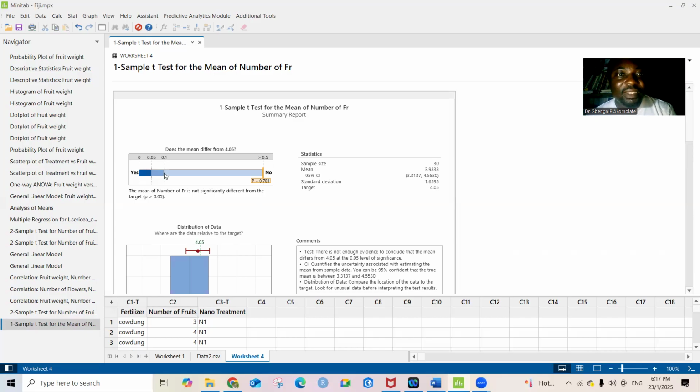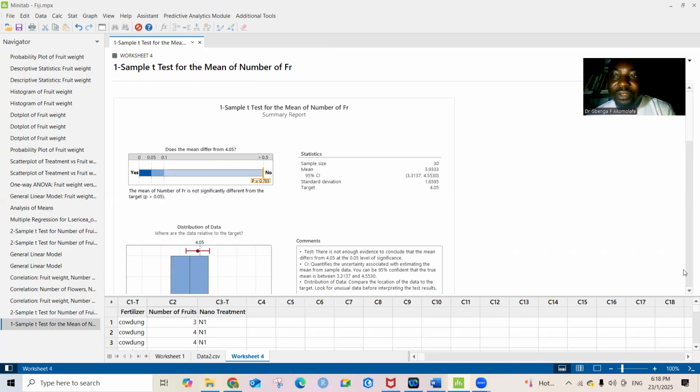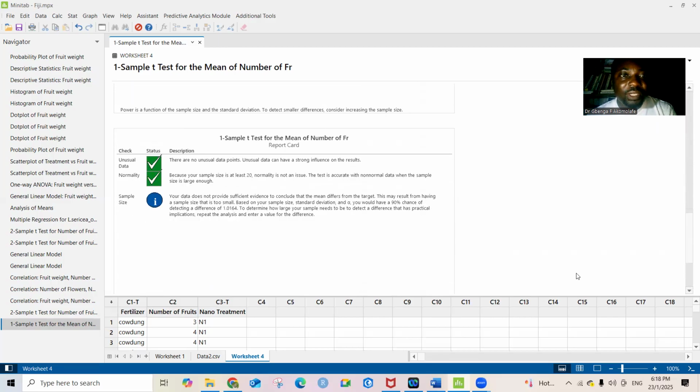In this case, you can see Minitab says the number of fruit is not statistically different from the target. Look at the mean here, the mean is 3.933, and we set the target as 4.05. So Minitab says 3.933 is not statistically different from 4.05. You can go down and check the other things you have there, and you can also see the checks here that the data is okay, it's normal.